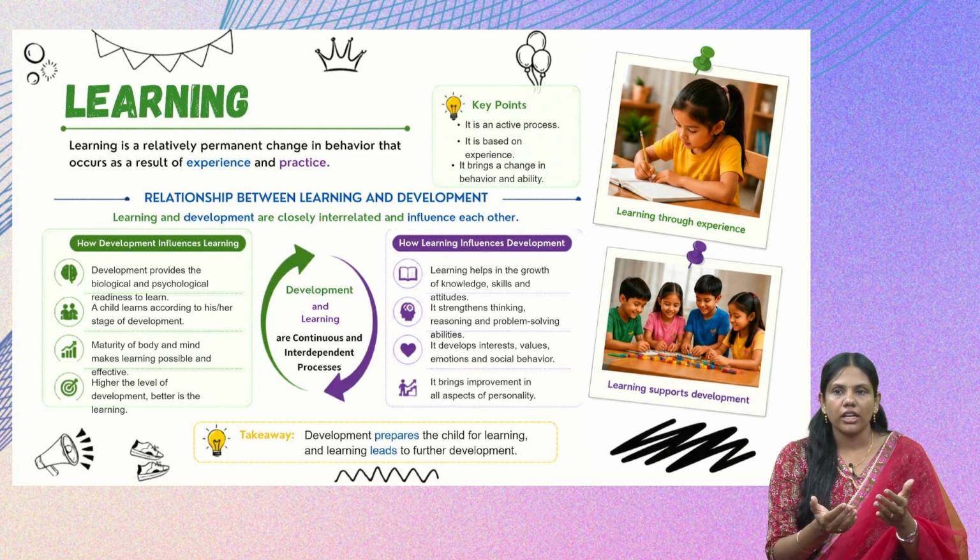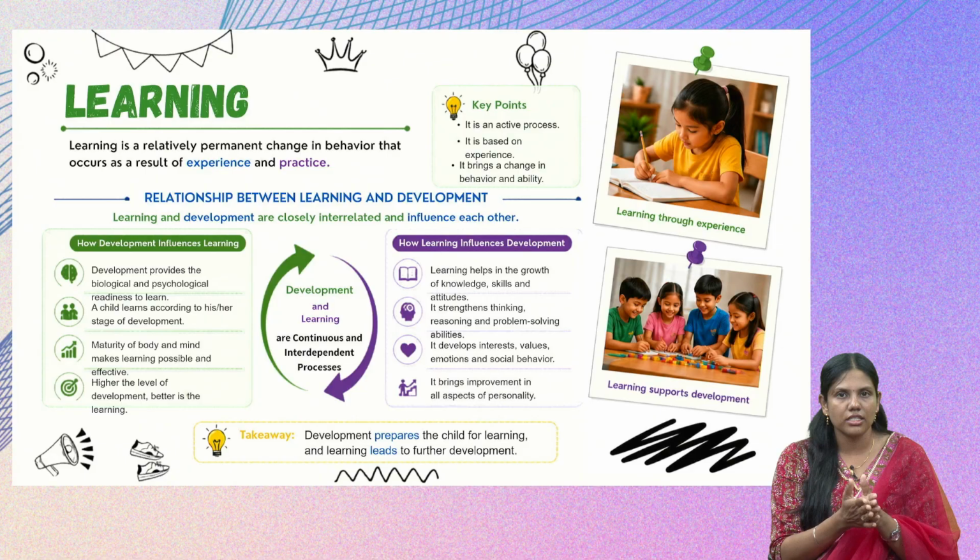Next, the child learns according to their stage of development, and maturity of body and mind make learning possible and effective. For example, the same concept which a child learns in class 5 may seem a little difficult, but if the child sees it in class 7, it feels very easy. So maturity of the mind makes learning possible and effective. The higher the level of development, the better the learning.